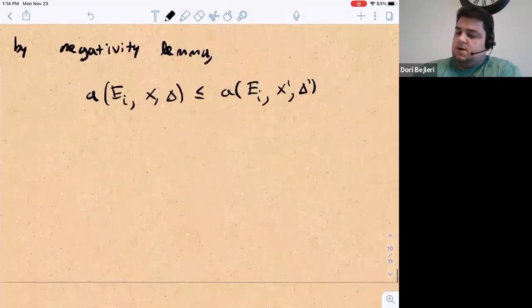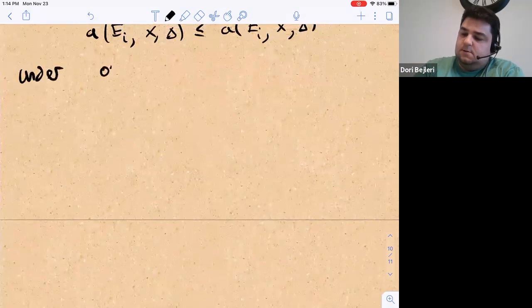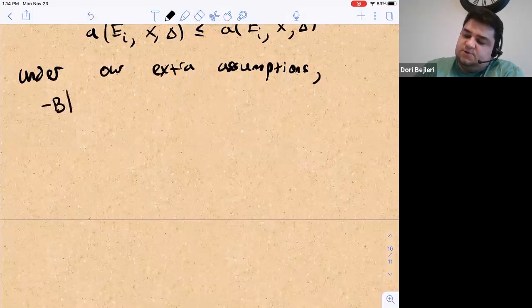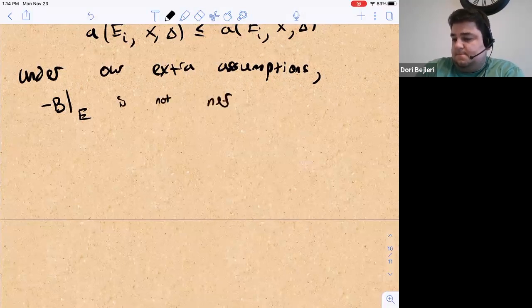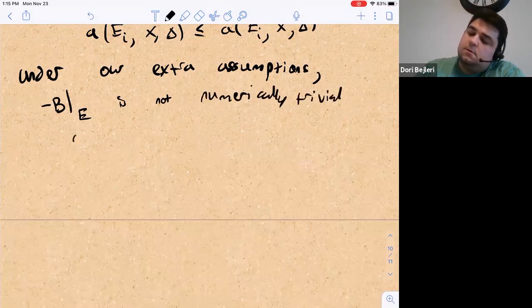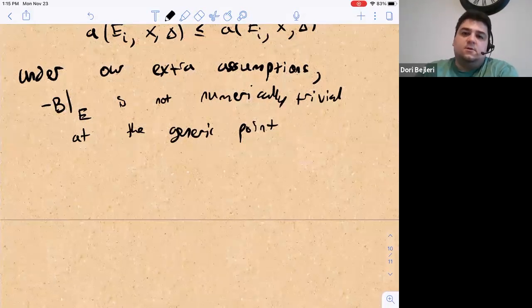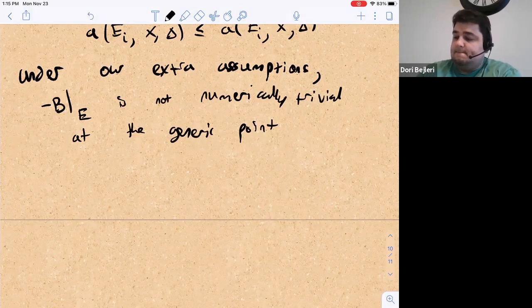So under our extra assumptions, minus B restricted to E, or restricted to the generic point, is not Nef. Sorry, is not trivial, is not numerically trivial. And so the coefficient of E can't just be 0, and so we get a strict inequality.